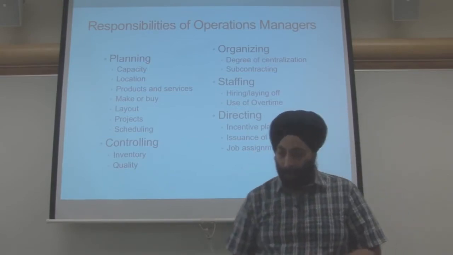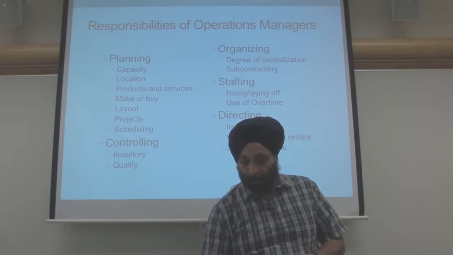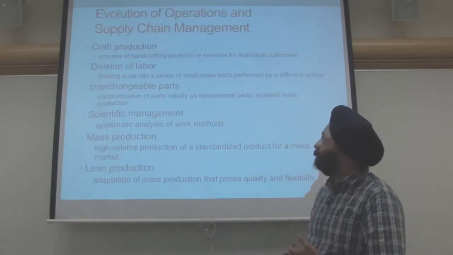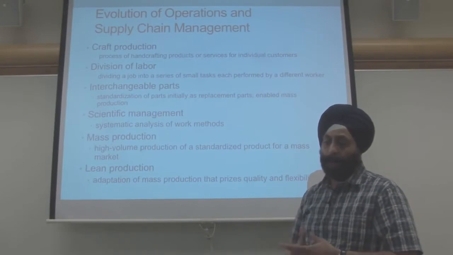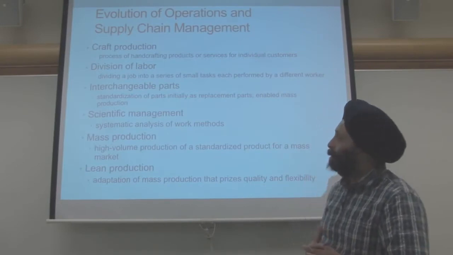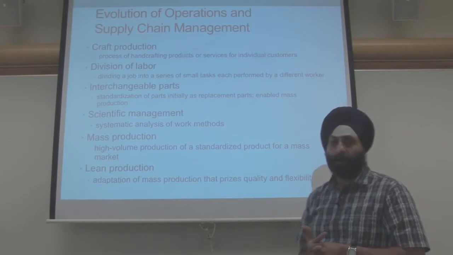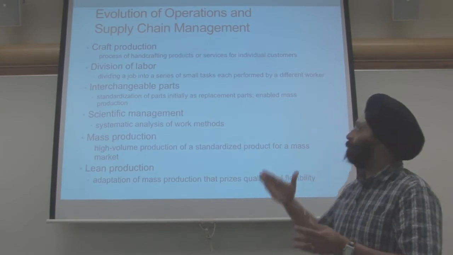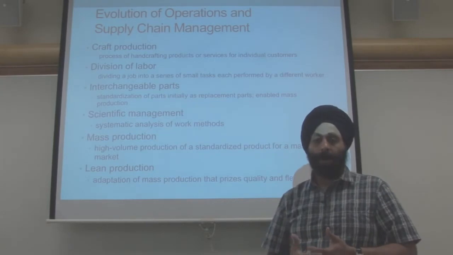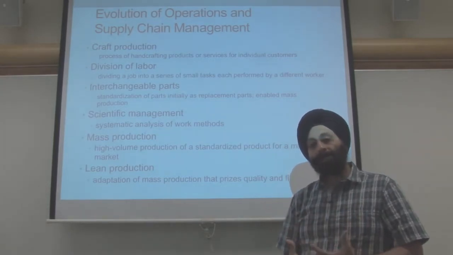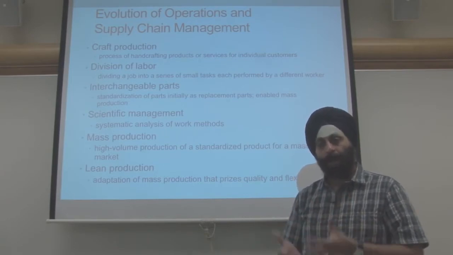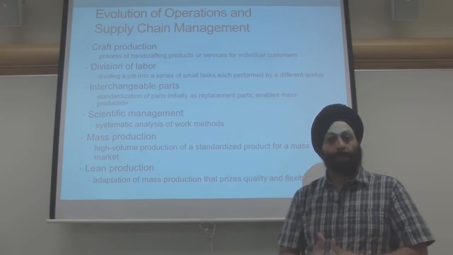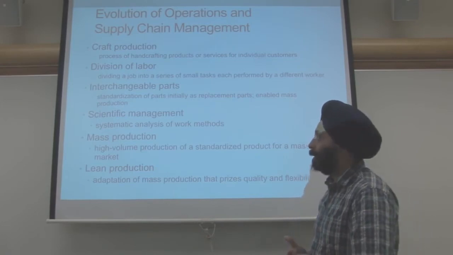Now, in terms of the evolution of operations management and supply chain management, in earlier times, it started out with craft production. Most of the products were produced by hand, handicraft products and services for individual customers, where workmanship was more important. One product produced by an artisan, just for a particular customer, if you will, everything done by hand.